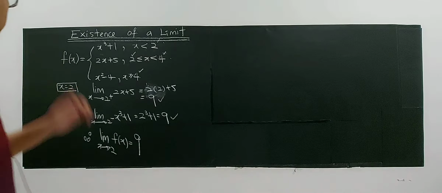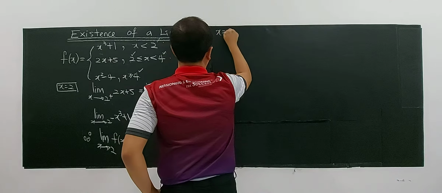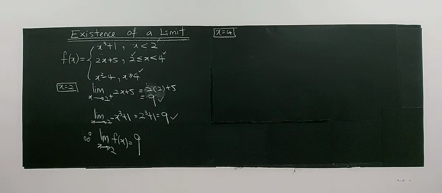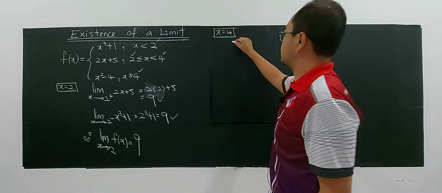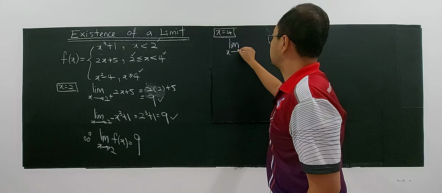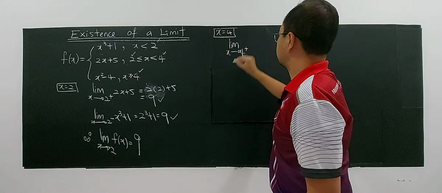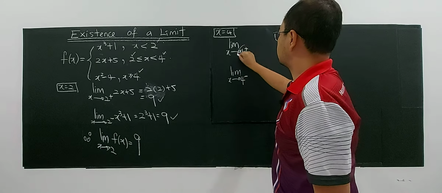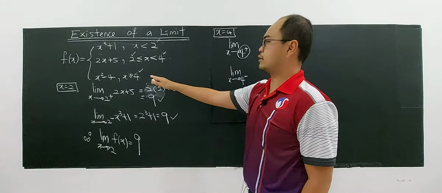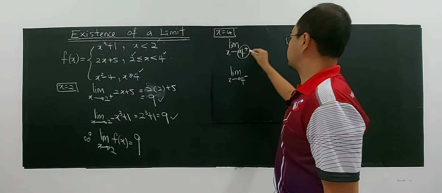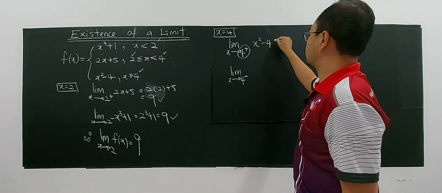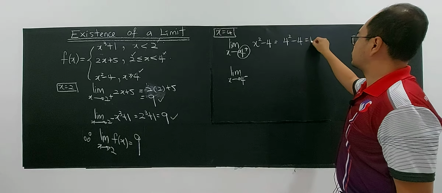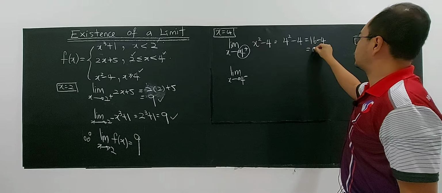So let's look at 4. Does the limit exist at 4? We have to consider the right hand limit and the left hand limit before we decide. To the right of 4, x greater than 4, it will be x squared minus 4. You substitute 4: 4 squared minus 4, 16 minus 4, which gives you 12.